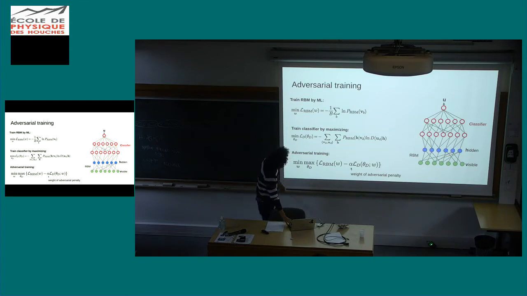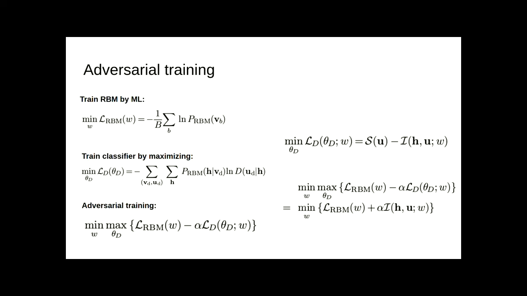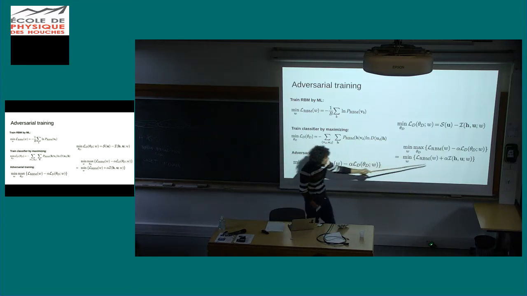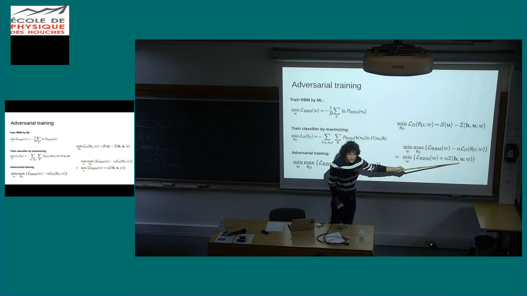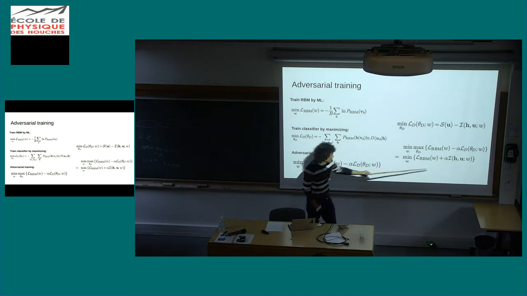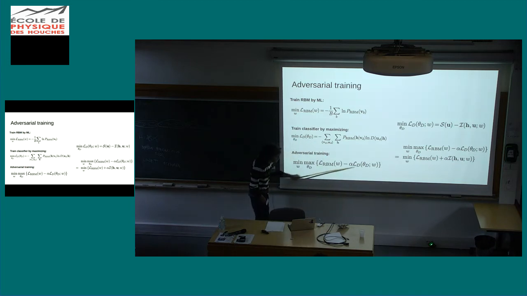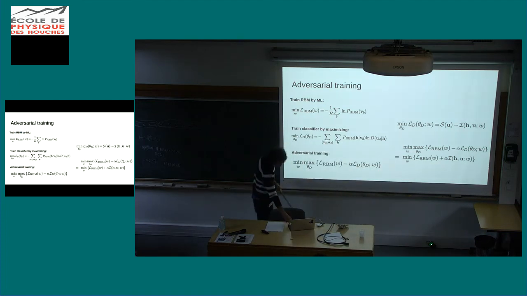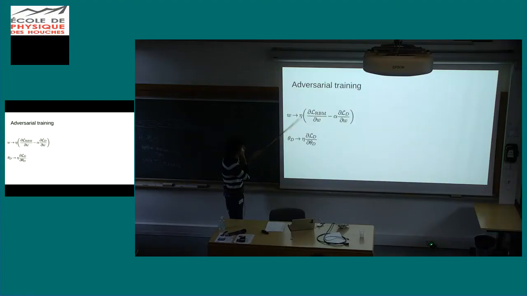So if we train this way, simply what we are penalizing, if you take this maximum inside here, is the mutual information between the latent representation and the label that I'm looking at. So you can see that we are using this classifier simply as a way to estimate this mutual information. It's one way of looking at it. We do this adversarial training, which simply means that we do this gradient ascent, descent, where we update first the weights of the RBM to minimize one term, and the other term to maximize.